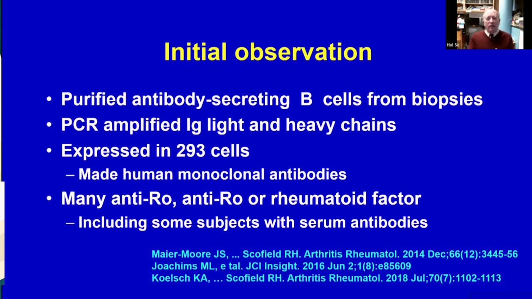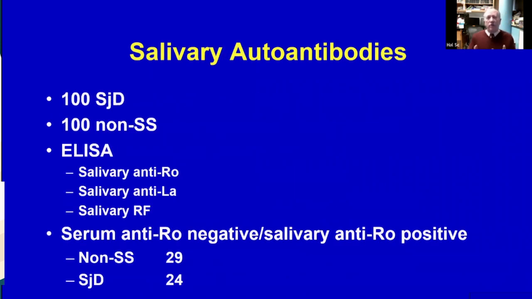And we know these antibodies existed in life because we got them from a single B cell that was secreting antibody. Many of these had anti-Ro, anti-La, or rheumatoid factor activity, but that included some subjects who did not have a given specificity in their serum. So maybe we found an anti-Ro producing cell in their salivary gland, but there was no anti-Ro in their serum. And we got interested in that aspect of it, and we wondered whether those patients might have these antibodies in their saliva.